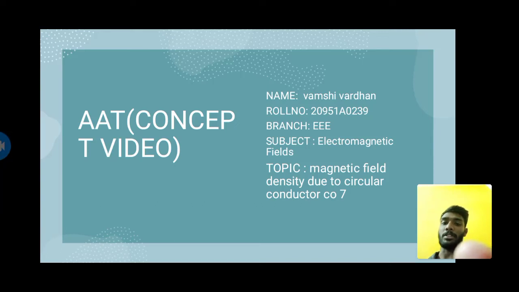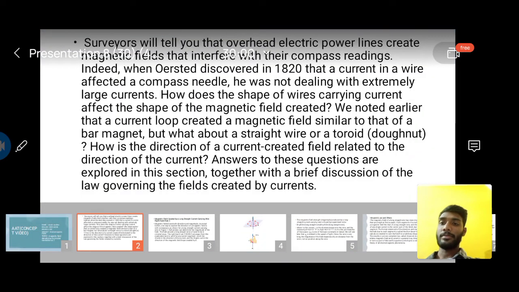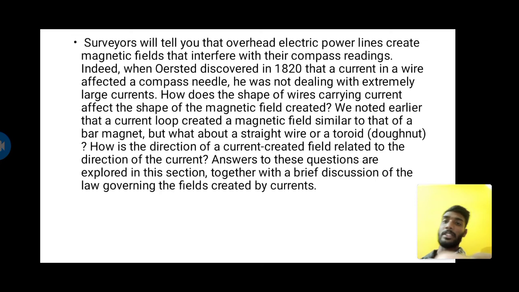Today my topic is about magnetic field density due to a circular conductor. Surveyors will tell you that overhead electric power lines create magnetic fields that interfere with their compass needles. Indeed, Oersted discovered in 1820 that a current in a wire affected a compass needle. He was not dealing with extremely large currents.